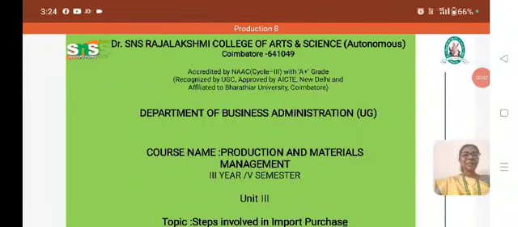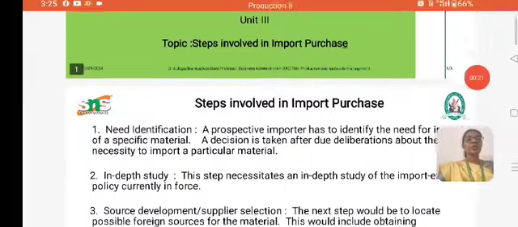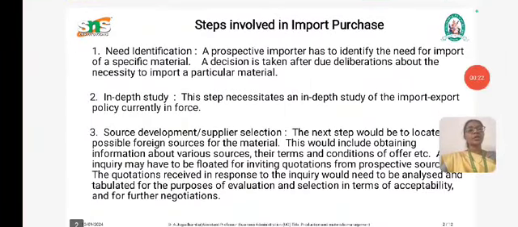Hi, welcome to the session. Today we discuss the steps involved in import purchase. Already we discussed import substitution. Following that, what are the steps involved in import purchase or import procedures? There are many steps involved in import purchase.